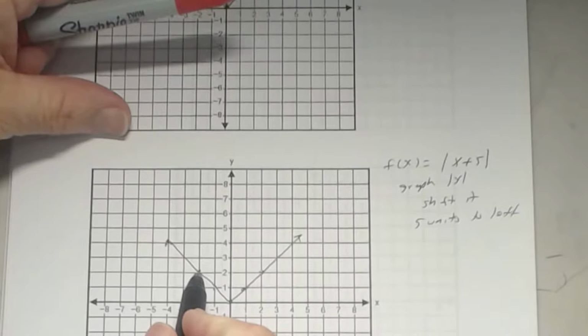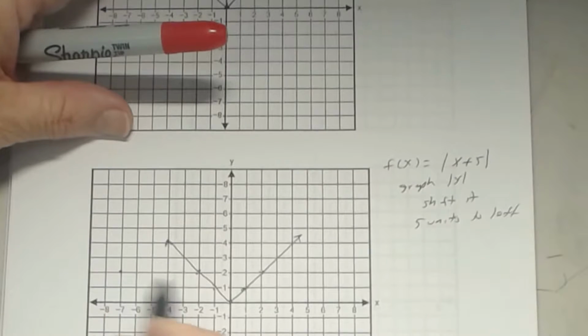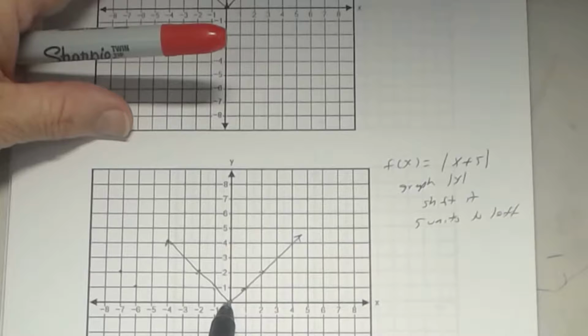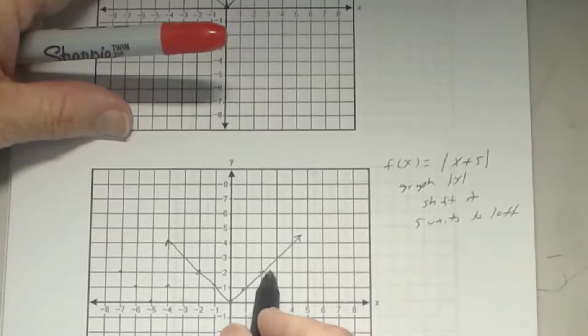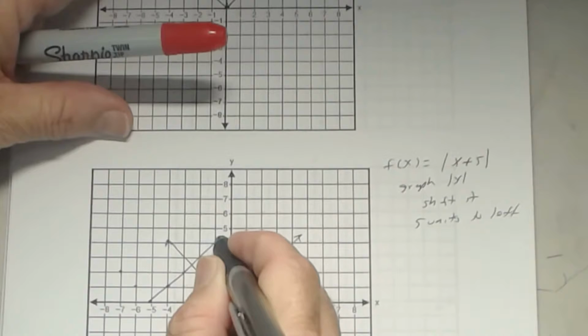So every point, to this point here, I'm going to move which way? To the left. How many? 5. 1, 2, 3, 4, 5. This point here? 5. The vertex, that's your vertex, right? Move it which way? 5. This point here? 5. And finally, this point here? 5 to the left. 1, 2, 3, 4, 5. And then you graph it, and that's what you get.